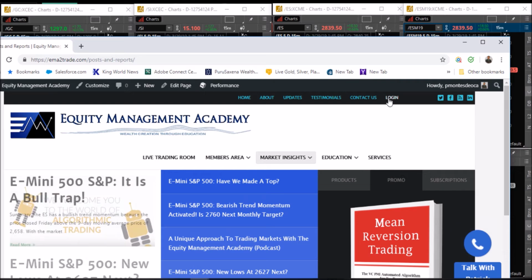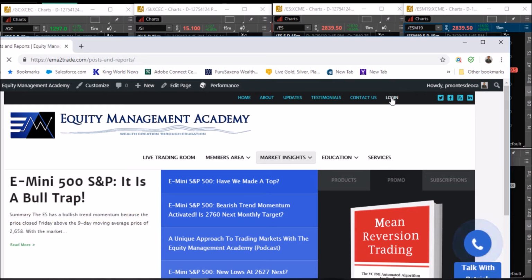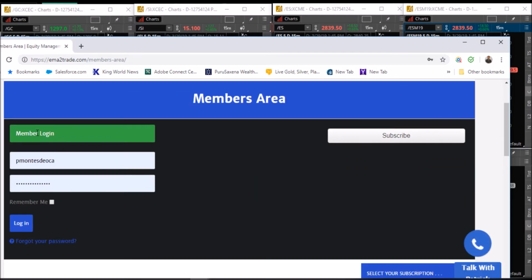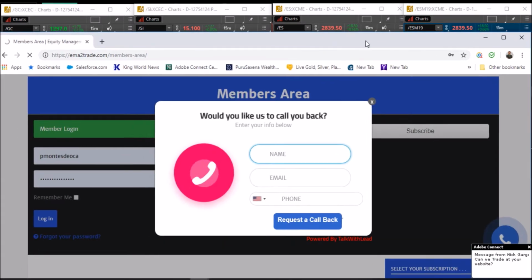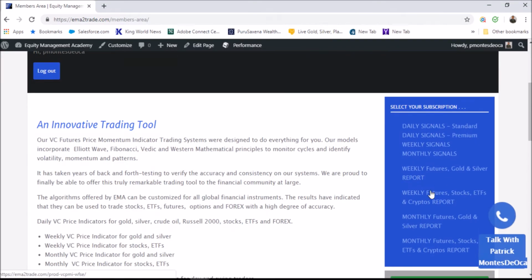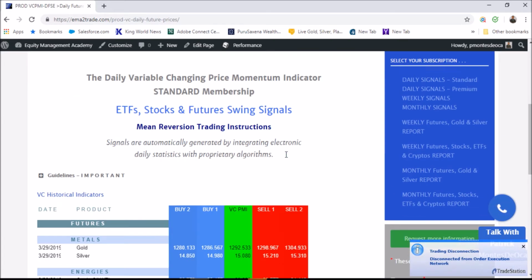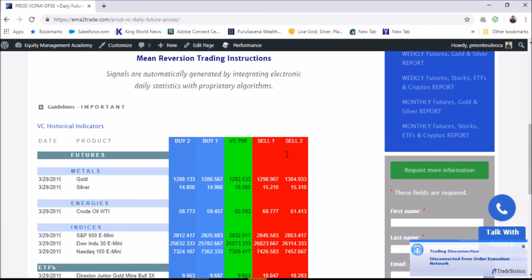But I'll do it again here. When you get a password, you go to log in at our website right here. You get an exclusive password. You put your password here. You enter the members area. And on the right side here, you're going to see your subscription, standard or premium. If you subscribe to the standard, you have access to the data by 9 o'clock every night for the following trading session.